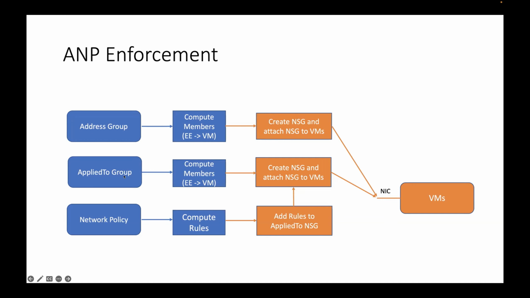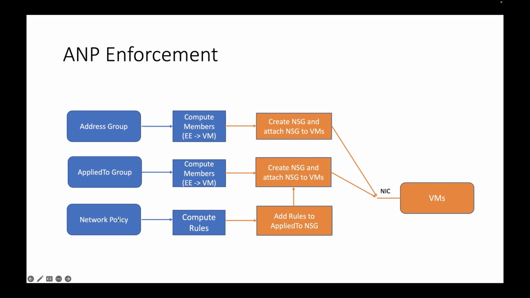Applied to event is similar to the address group event, wherein once we receive it, we again compute the members, like from external entity to the VM. We also create a network security group for this applied to group. And then we also attach this newly created NSG to the virtual machines, typically at the NIC level.